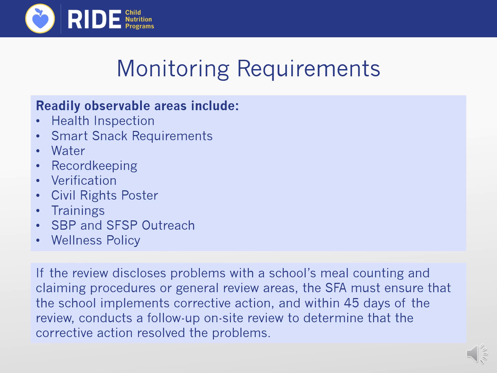If the review discloses items with a school's meal counting and claiming procedures or any of these general review areas, the SFA must ensure that the school implements corrective action, and within 45 days of the review, conducts a follow-up on-site review to determine that the corrective action has resolved the problems. A reminder that it's always better to find out if there are weak points in your program's operation before you're reviewed by us.